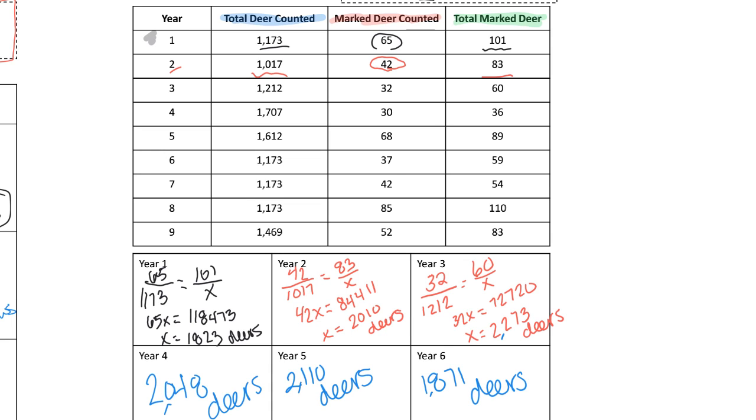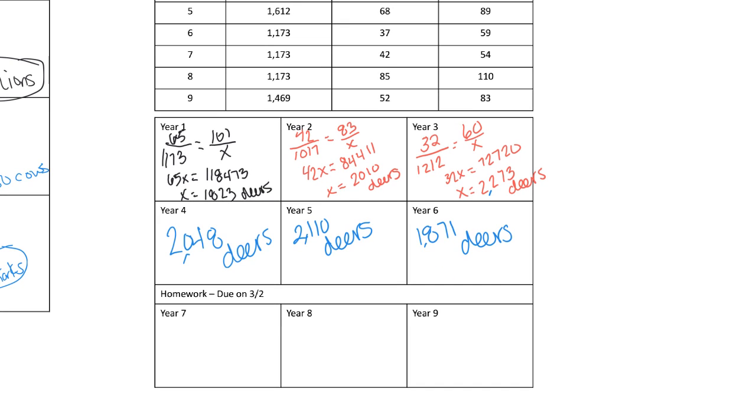So now your homework is to finish up this table and do 7, 8, and 9. So do these last 3 years as your homework. And that's due on March 2nd.